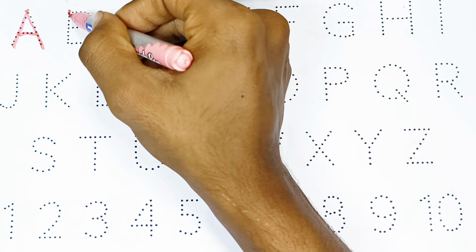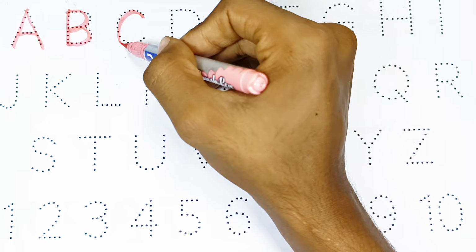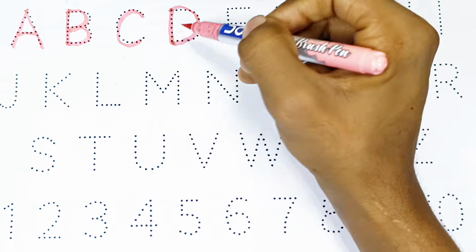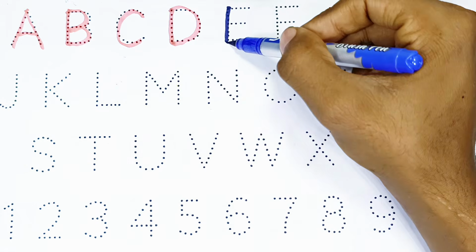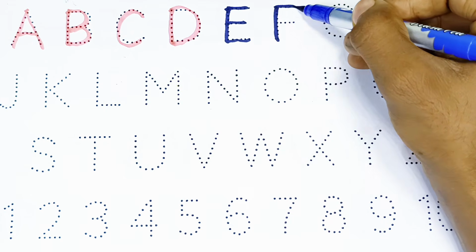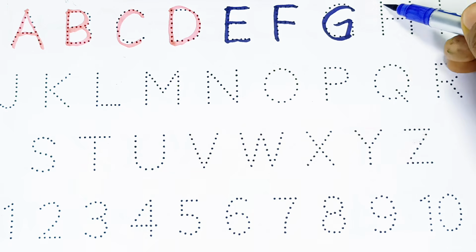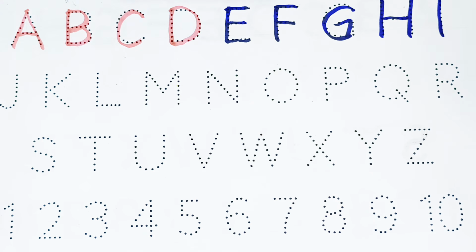A for apple. B for ball. C for cat. D for dog. Kids, now you draw E. The alphabets of E. E for elephant. F for fish. G for guard. H for helicopter. I for ice cream.